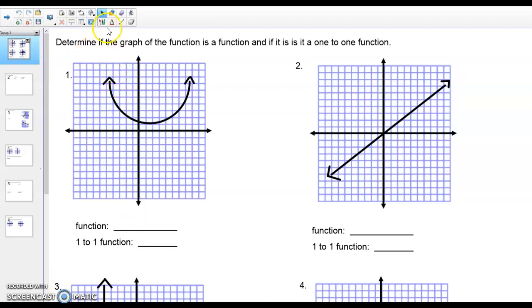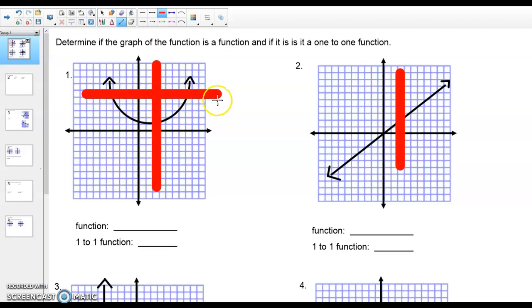Alright guys, here's the review to your section 2.1 to 2.4 test. The first 4 problems essentially were determining whether the graph is a function, and then if it's a function, is it 1 to 1. So if something's a function, it passes the vertical line test. So the first one is a function. The second one is a function. If it passes the vertical line test, then we do the horizontal line test.